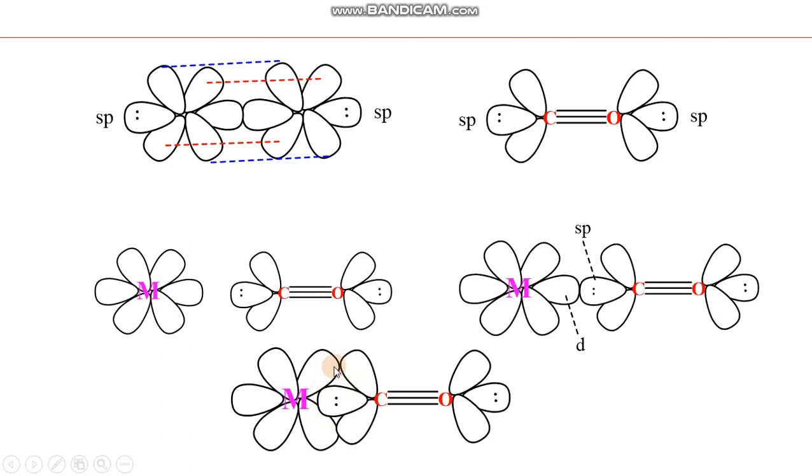So these lobes are now appropriate to overlap with each other, and if you remember, this is again the d subshell of the metal, and here this is the anti-bonding molecular orbital of carbon monoxide. So the anti-bonding molecular orbital is now appropriate in terms of energy and orientation, so they can overlap. And now the situation will depend upon the occupancy of these orbitals, because we know this orbital is completely empty, as this is the LUMO of carbon monoxide. And here it depends upon the nature of the metal.